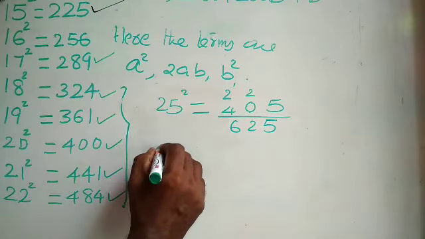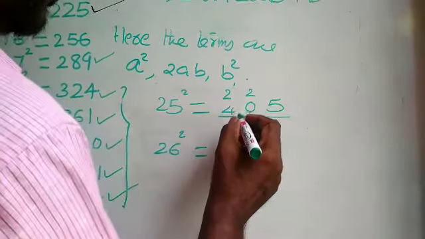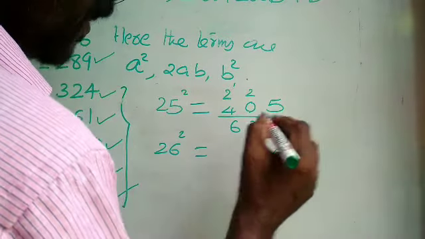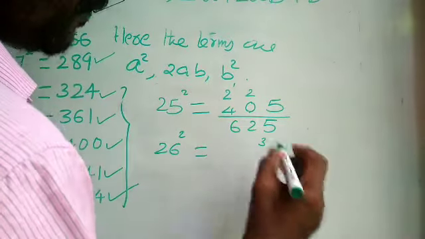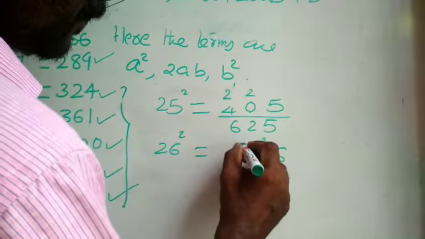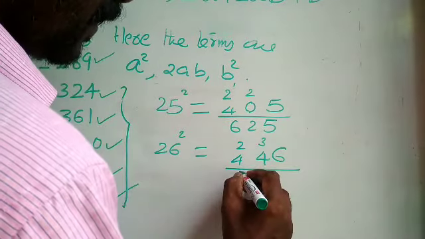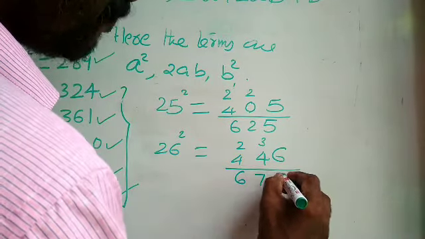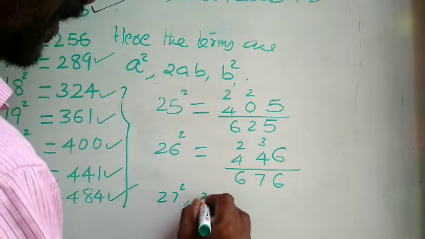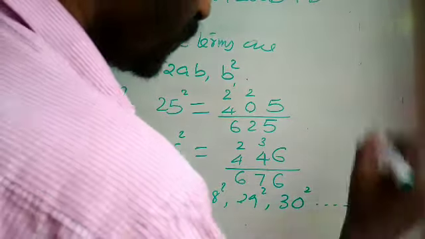Then 26 square. What is 26 square? 6 square is 36. 6 there, carry 3. 2 6s are 12, 12 is double, 24. Sorry, 24. I'm putting 4 there. Then 2 square, 4. Your answer is 676. Then 27 square, 28 square, 29 square, 30 square is left for you.